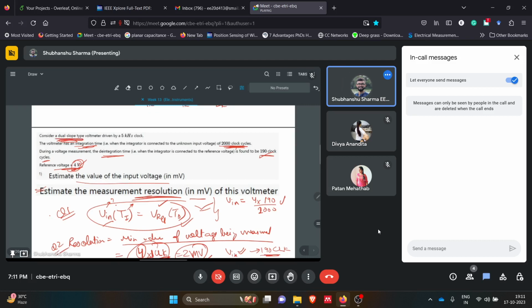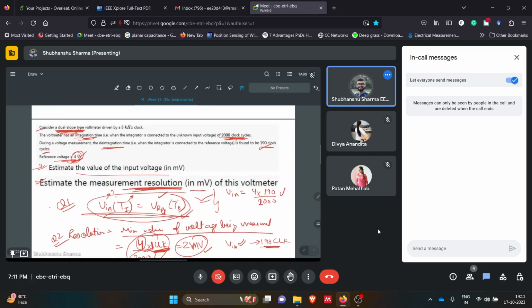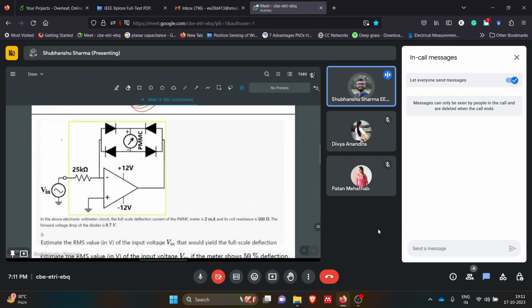This is the main reference formula for dual slope, and then this resolution concept. You should know that also. Other ADC based questions can also come, so prepare for that too. Another typical question has diode structures which give full wave rectifier outputs.